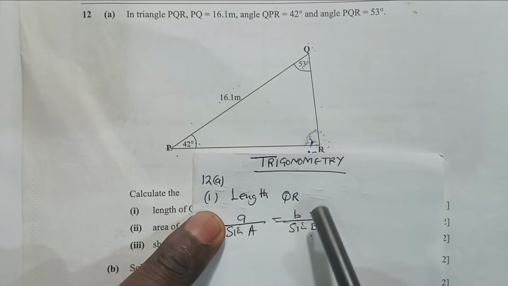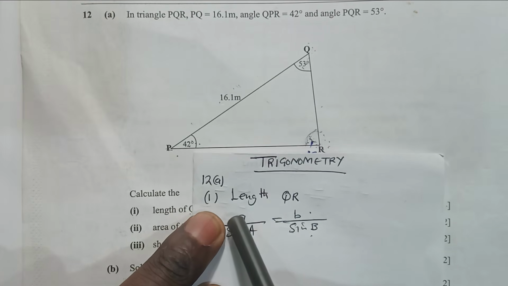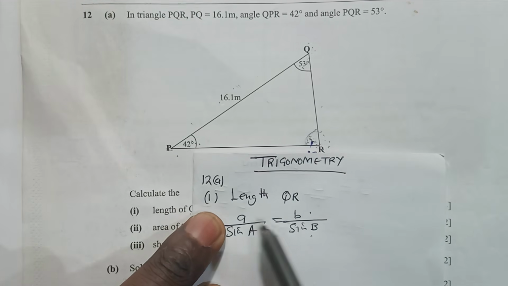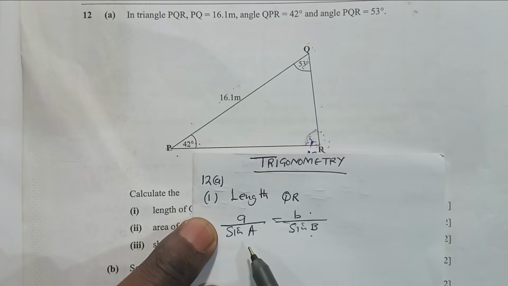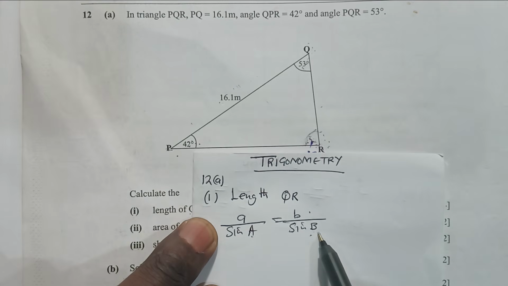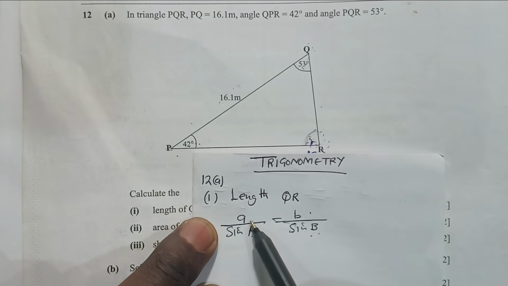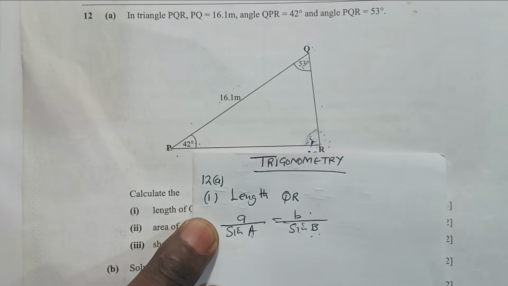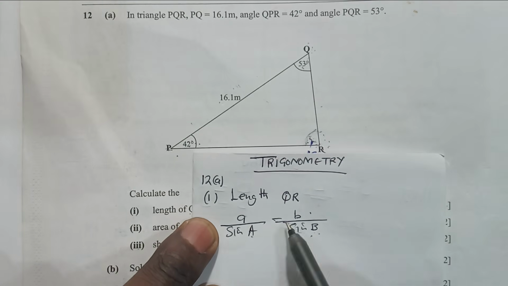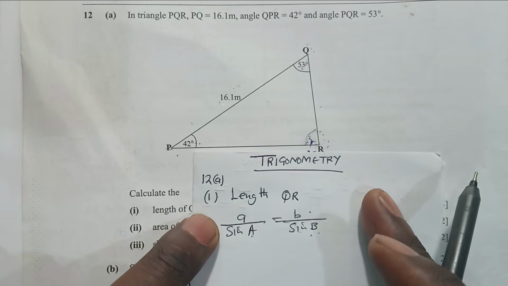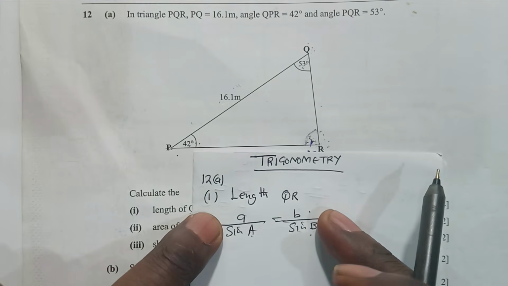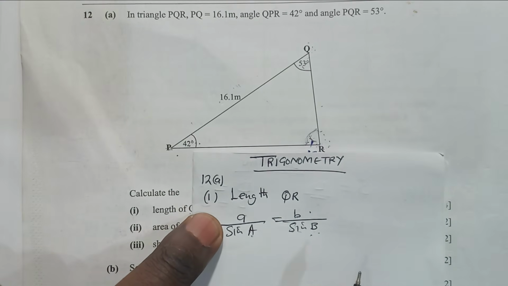In this case, the small letters are representing the sides, and the angles are represented by the capital letters A and B. So in a situation where one of the four parts is missing, then you can use the sine rule. That is how it applies.